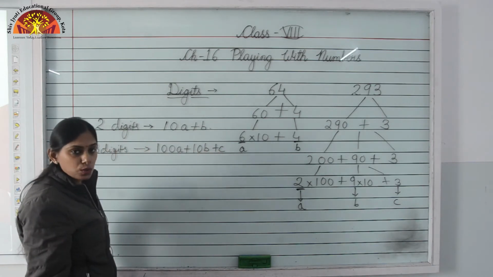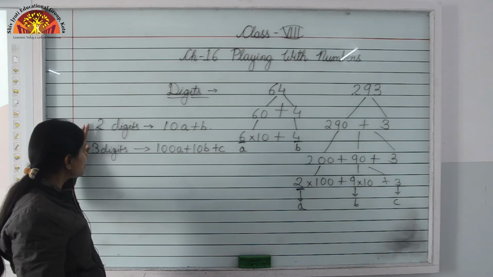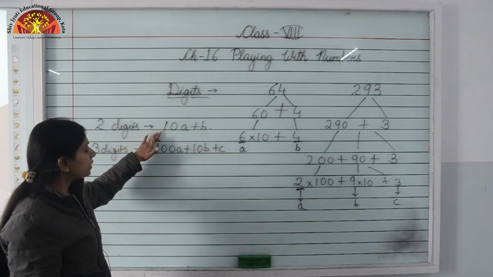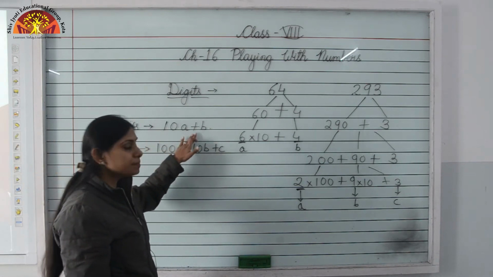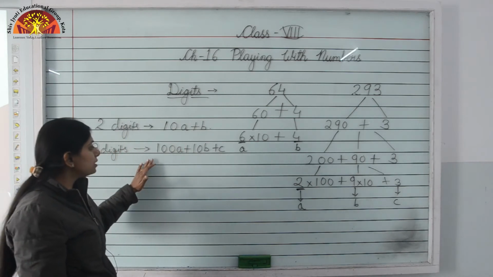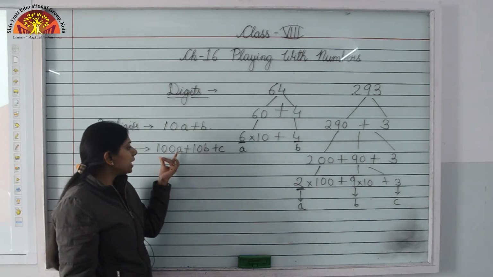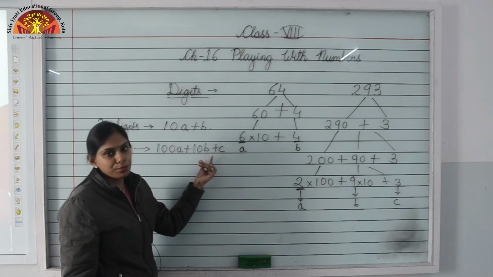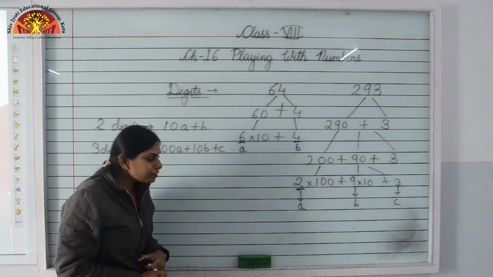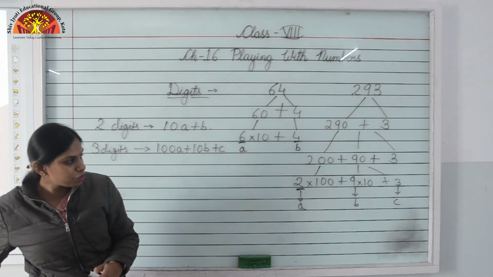So is it clear students? For the 2 digit number, the format we are following is 10A plus B, and for the 3 digit number, the format is 100A plus 10B plus C. Is it clear? Now we'll move to the next topic, children.